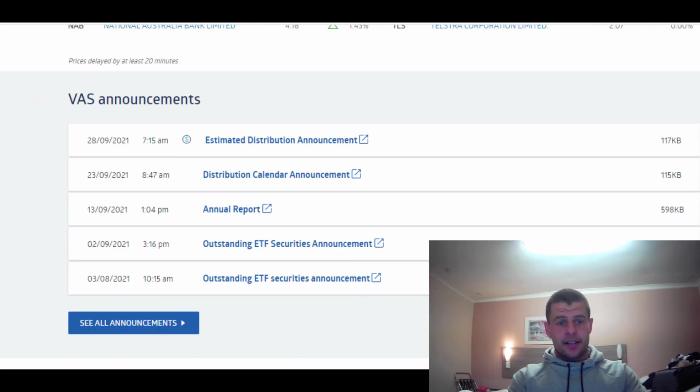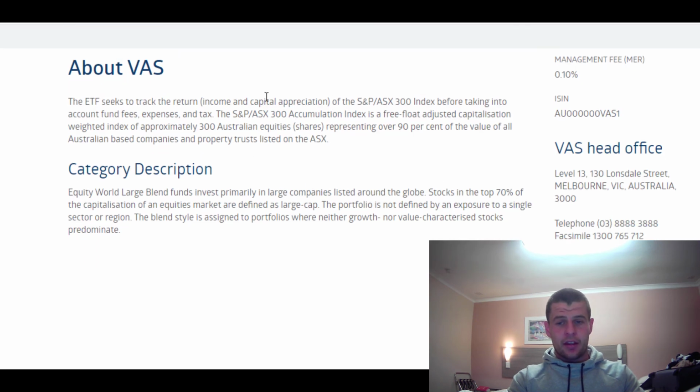So we'll head back over to the ASX website. We'll scroll down. Now most of the companies that you can look up will have a description here. So about VAS, the ETF seeks to track the return and income and capital appreciation of the S&P ASX 300 index before taking into account fund fees, expenses, and tax. The S&P ASX 300 accumulation index is a free float adjusted capitalization weighted index of approximately 300 Australian equities, representing over 90% of the value of all Australian-based companies and property trusts listed on the ASX.